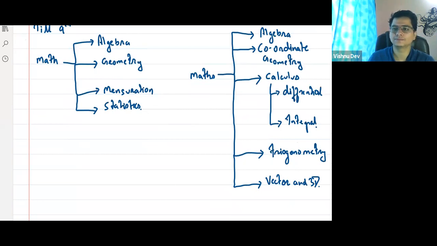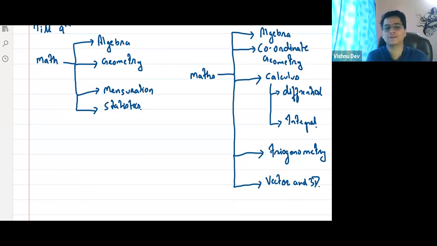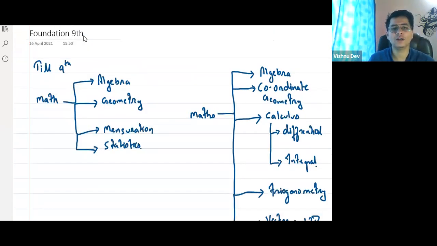Now, you don't have to note it down for now. Vector is actually a topic of maths which is used in physics. We will see that calculus, vectors, trigonometry, coordinate geometry, everything is used in physics. It is actually a part of maths which is used in physics. Take care.